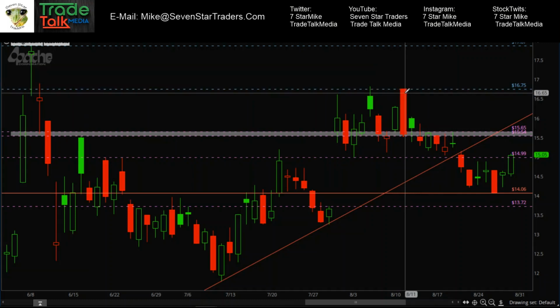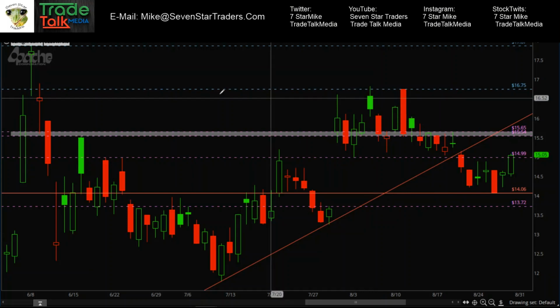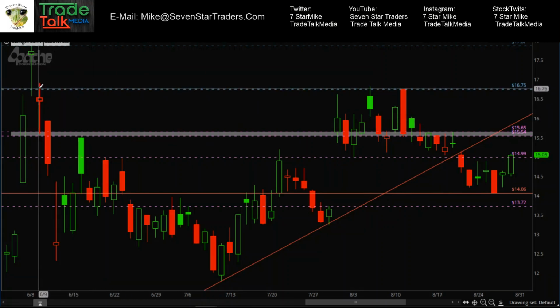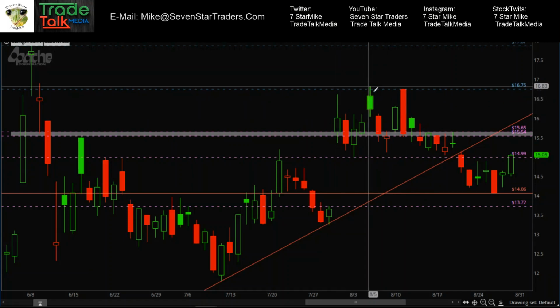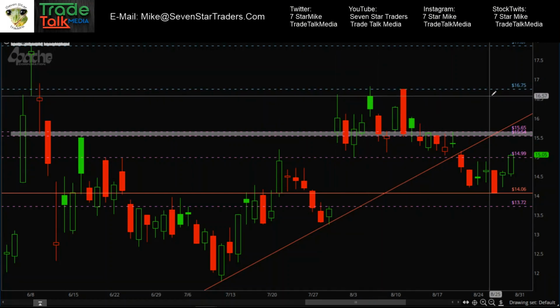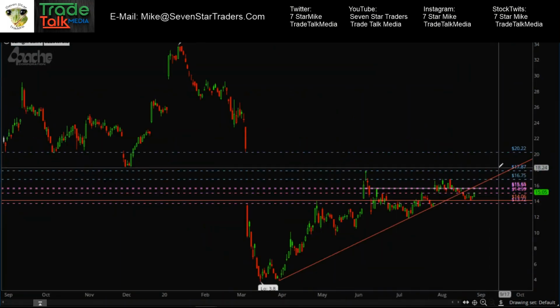16.75 is clearly because this candle here couldn't get above it. This candle got above it by a penny or two. This candle got above it by a penny or two, but it really couldn't get past this area. It almost tried there, it tried there, it tried there, and it failed 3 times. So we're going to put an area there. If it gets to that level, we're going to go ahead and watch that.